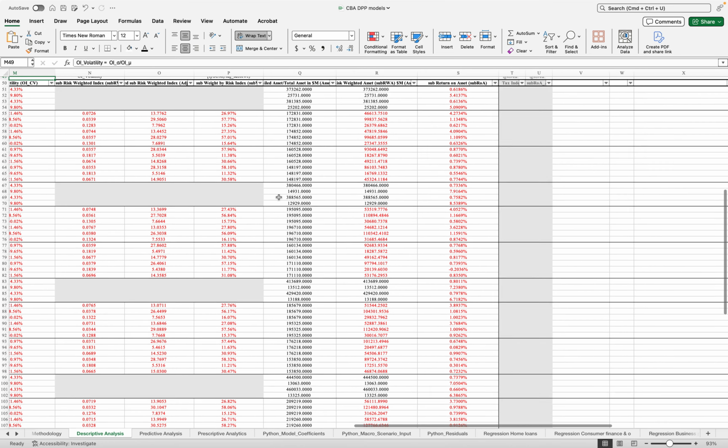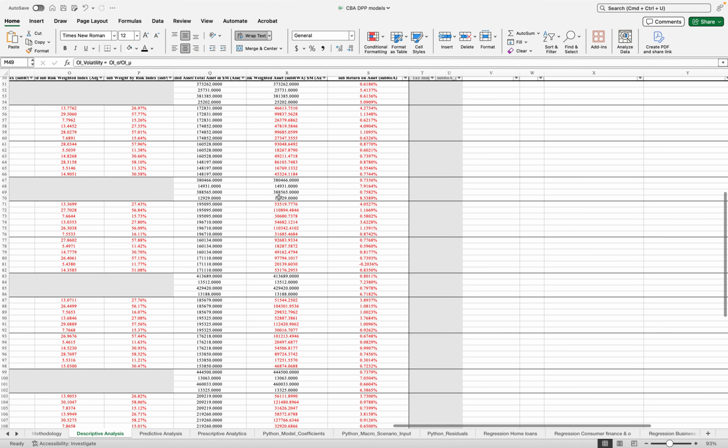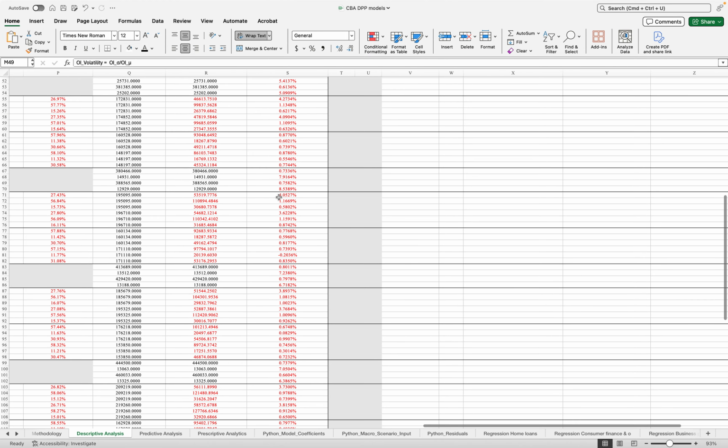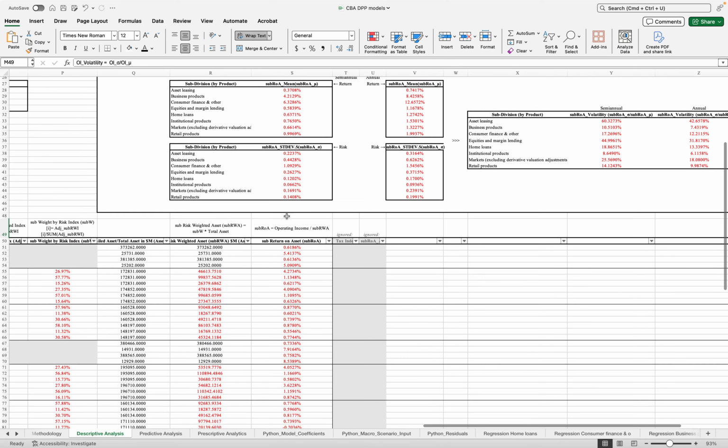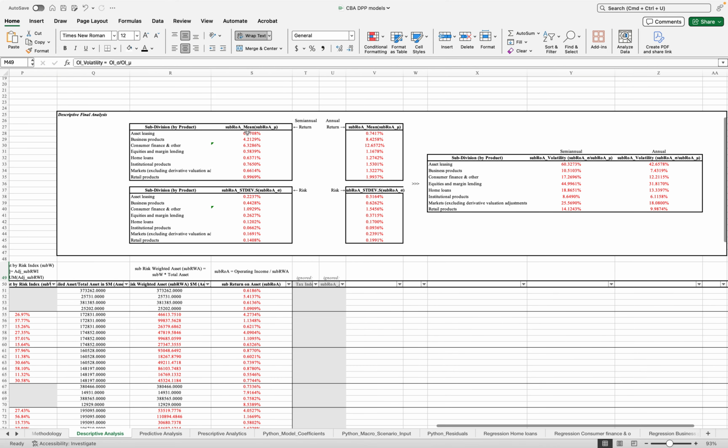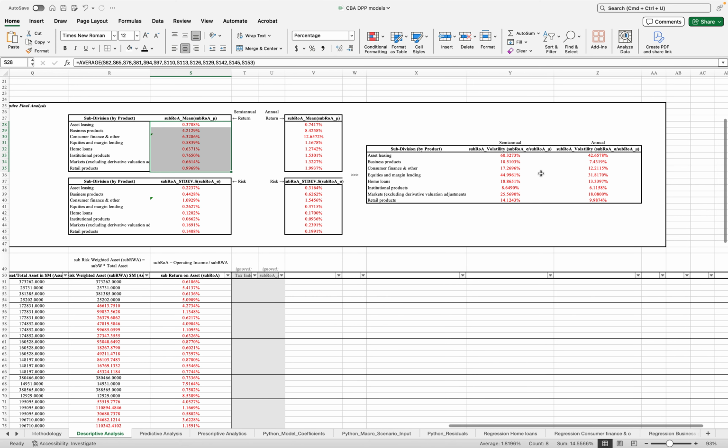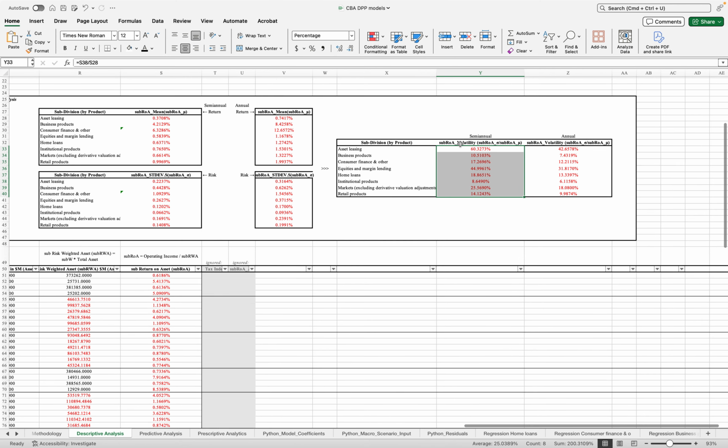And after estimating the ROA for each period and subdivision, we summarize the result with subdivisional mean and standard deviations, and then we can calculate the relative risk, namely the coefficient of variation of sub-return on assets.